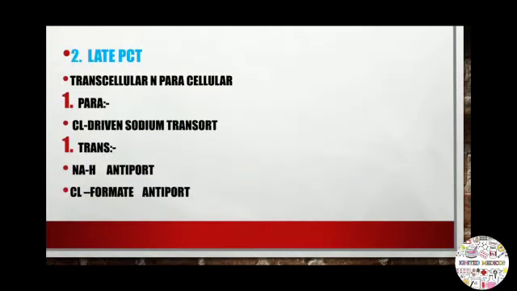In the late PCT, the reabsorption is both transcellular and paracellular. Paracellular is by chloride-driven sodium transport, and the transcellular is by the sodium hydrogen antiport, and one more new thing, the chloride formate antiport. Let us discuss this in detail now.